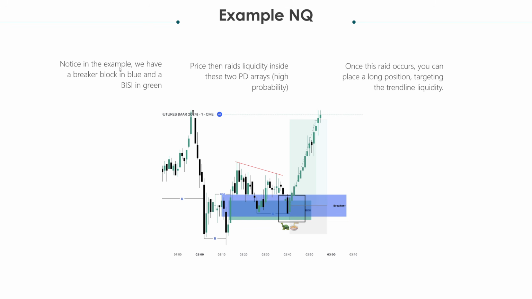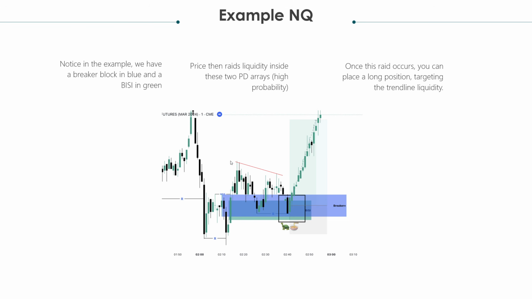So notice in the example, we have a breaker block in blue and a bullish gap in green. So this last up close candle is your breaker because you raided liquidity. Now, you might say that's your Turtle Soup, but for me, I like to wait for further confirmation. So we've got our market structure shift. We've returned back into this breaker and back into this bullish gap in green.